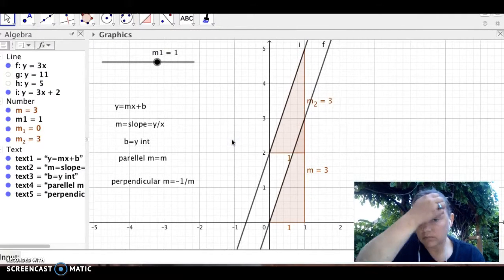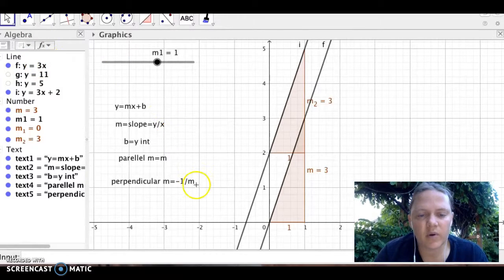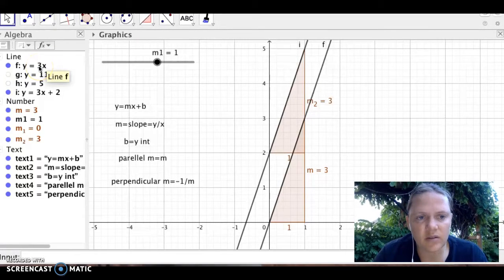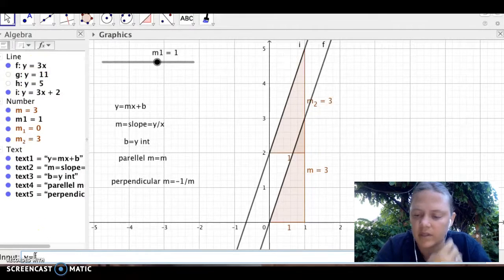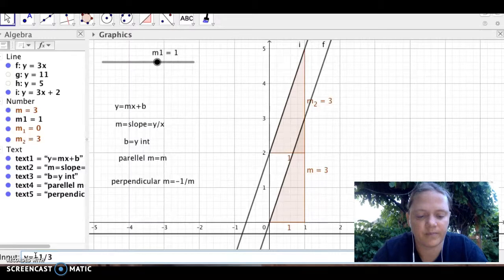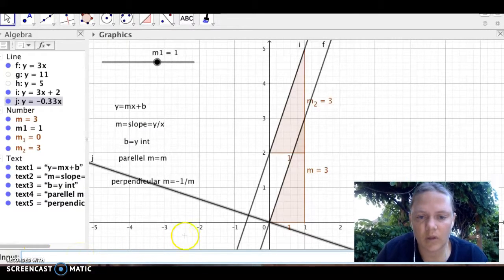Okay. So let's try to find one perpendicular to our normal line. We have y equals 3x, and we want to come up with a perpendicular line. We're going to go the opposite of 1 over m. Our m in this case is 3, so we're going to go y equals the opposite reciprocal of 3, so negative 1 divided by 3, x plus 0. Okay, we have this line right here.